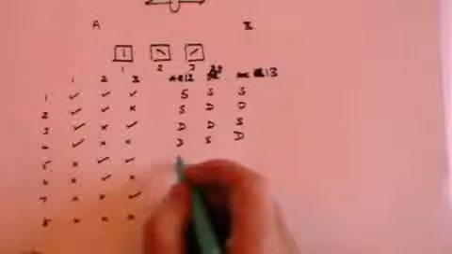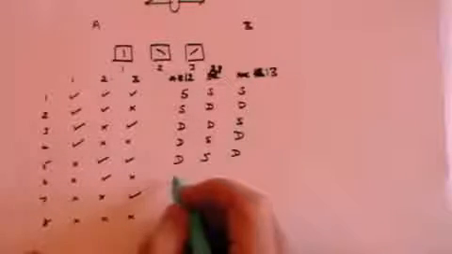Here, 1 and 2, you get different. 2 and 3, you get the same outcome. 1 and 3, you get different. 1 and 2, different. 2 and 3, the same. 1 and 3, different. 1 and 2, different. 2 and 3, different. 1 and 3, the same. 1 and 2, the same. 2 and 3, different. 1 and 3, different.